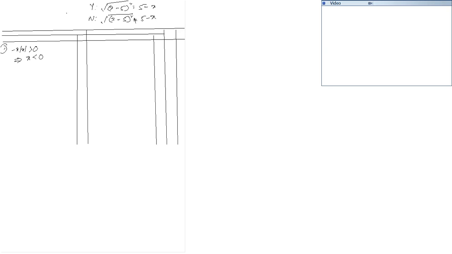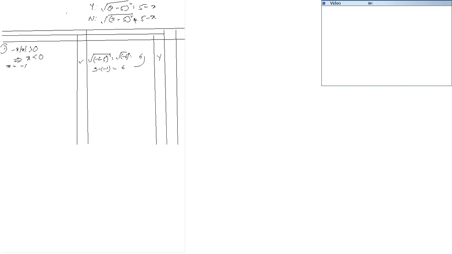Give me some values of x. Take x equals -1. Then root of (-1 minus 5) the whole square is root of (-6) the whole square, which is equal to 6. On the right hand side, 5 minus (-1) is also equal to 6. So these are the same, so I'll get a yes.